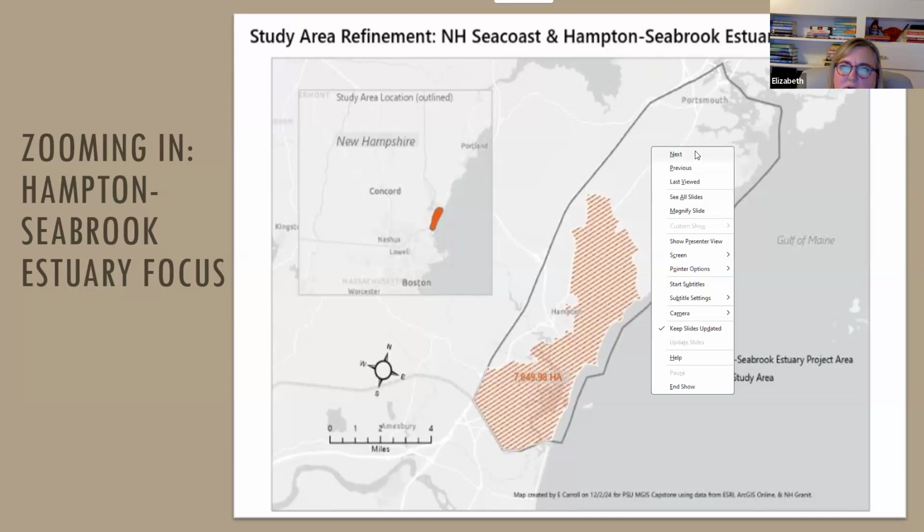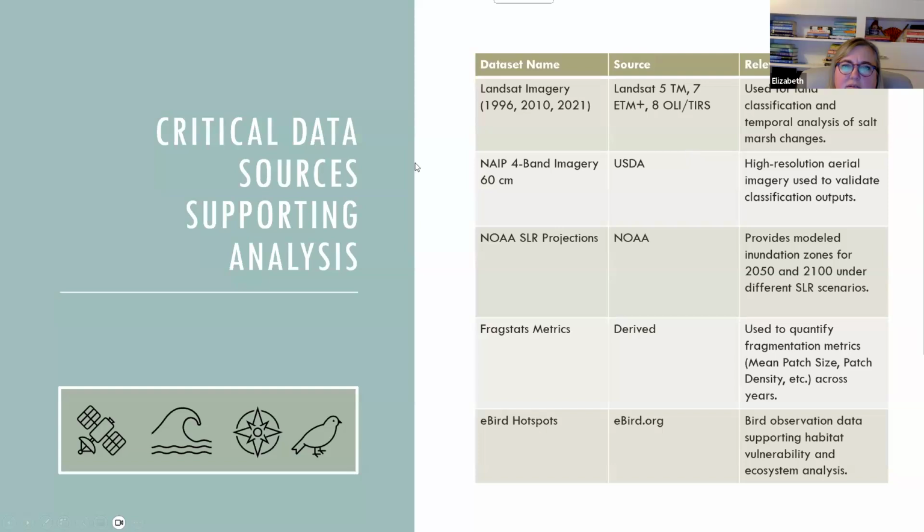So let's see. These are the main data sources I used. I had a lot of other files that were derived from some of these bigger ones. But I used the Landsat 5, 7, and 8. And I want to point out here, the eBird, I was really careful on how to use it. It has a lot of bias.